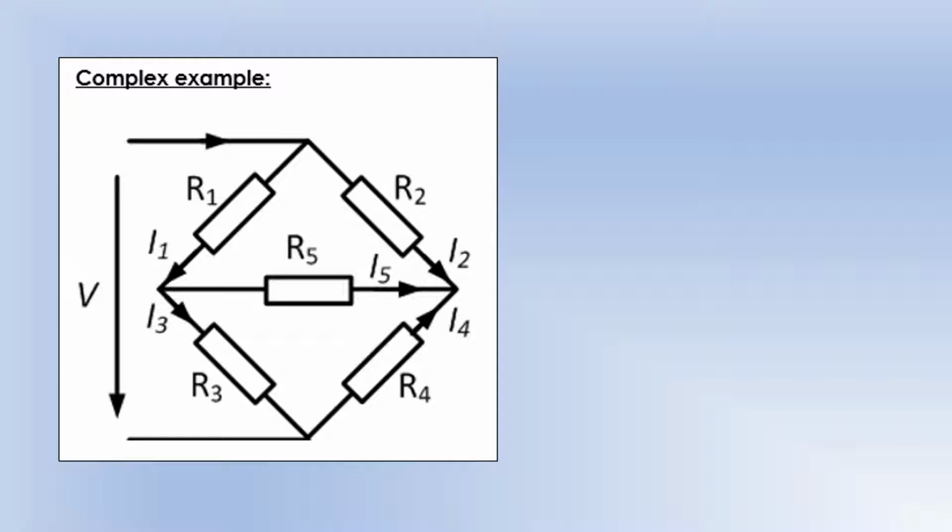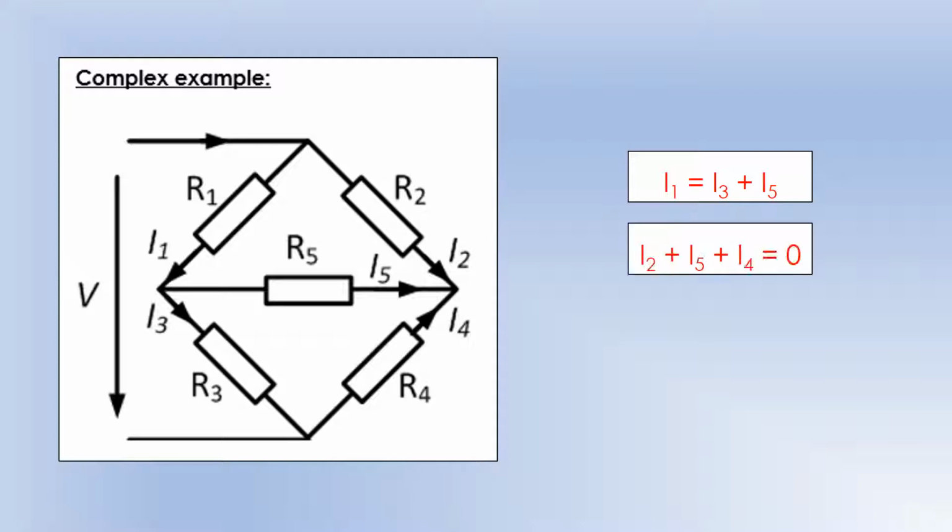Okay, so first of all, we can say that I1 is equal to I3 plus I5, because at the junction on the left-hand side, I1 is going in, I3 and I5 are coming out. So we know that that must be the case. It's a complex circuit, but we've got a simple relationship. We do the same thing at the other junction on the right. We've got I2, I5 and I4 all going in, which must mean that as there's nothing coming out, they must sum to 0.